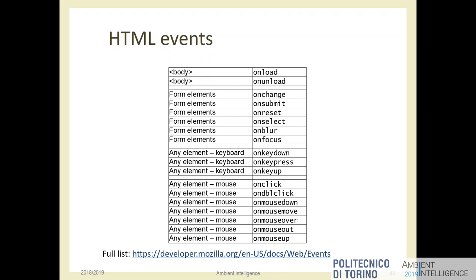When the user enters into a text field, that field will take the focus. It will generate a focus event. When the cursor goes out from the field, it will generate a blur event, and so on. These are the most important ones. There are hundreds of events listed in this page.